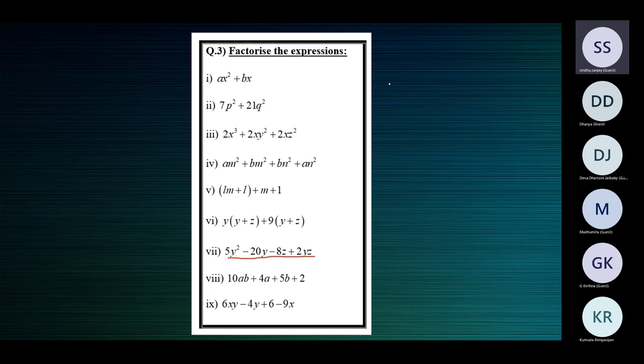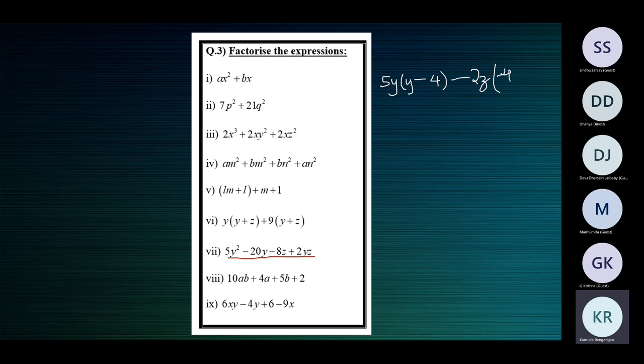Here, what's common between the first two terms? 5y. So what do you have in the bracket? Y minus 4. Whatever is the sign of the third term, you should put the same sign. What is the third term? 8z. It has a minus sign. Put that sign, minus. What's common between 8z and 2yz? 2z. Minus 2z into what will give you minus 8z? Plus minus 4, ma'am. Okay, I'll write minus 4, okay?